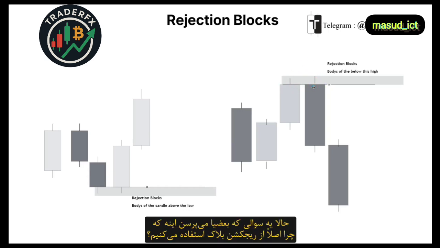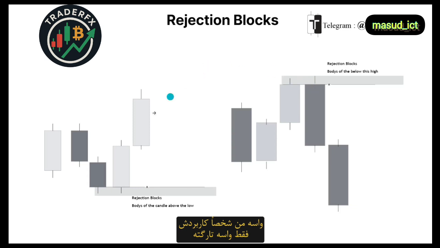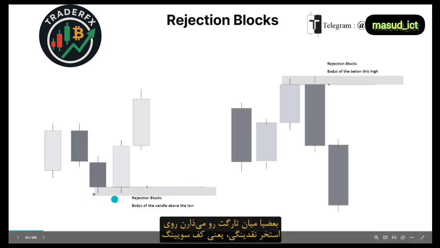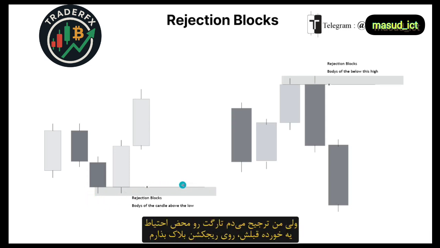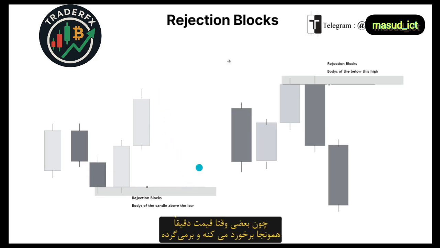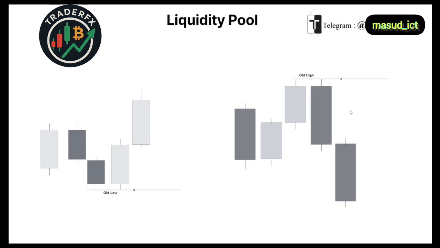Now, some people will ask, why do you use rejection blocks? Me personally, I just use them for targets. So if the market comes back down, like let's say in here, and I took a short position, some people will target the liquidity pool, the swing low. For me personally, I like to target the rejection blocks a little bit before it, just in case, because sometimes price will hit that area and then just reverse. So I personally use it as a methodology for TPs. I'm not using it really for any entry criteria.